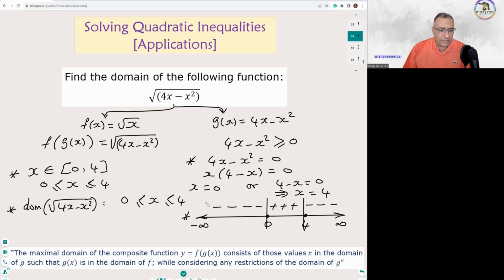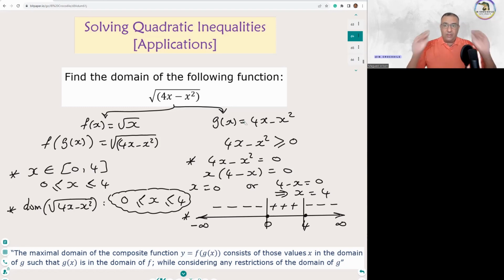Now the last point to check is whether there are any restrictions on the domain of g. If there were any restrictions, you would exclude them from the domain, of course. So now look at g here. g of x is 4x minus x squared, which is a polynomial function. The domain of any polynomial function is the set of real numbers. So that means there are no restrictions on g of x. So that's fine, and this is our final domain of this composite function.